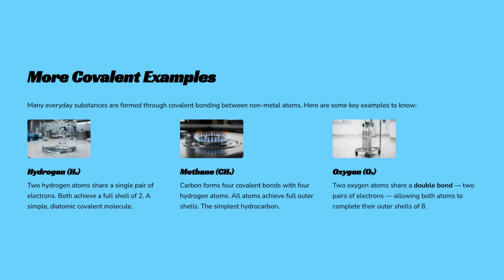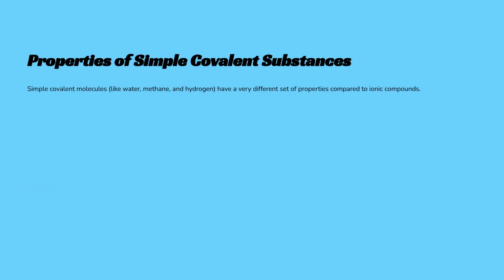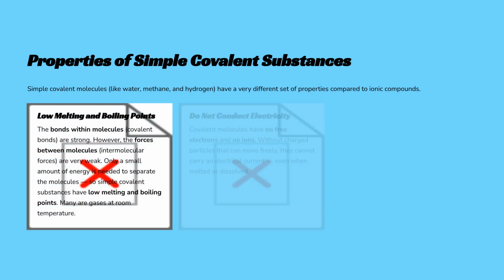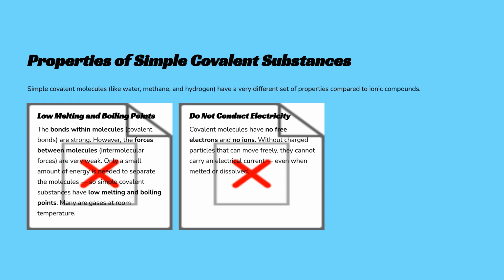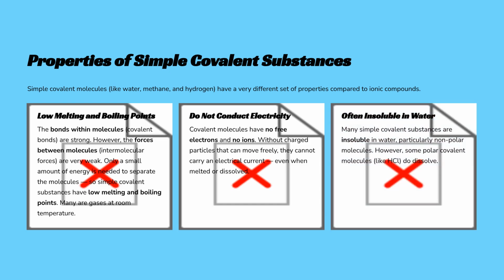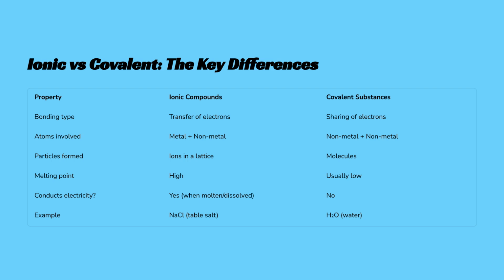Oxygen gas, O2, forms a strong double bond by sharing 2 pairs of electrons. Simple covalent substances have distinct properties from ionic compounds. They generally have low melting and boiling points, do not conduct electricity because they lack free charged particles, and are often insoluble in water.